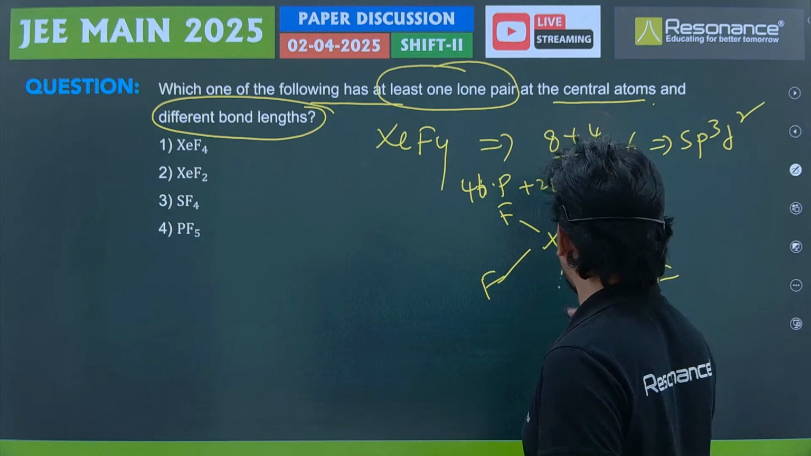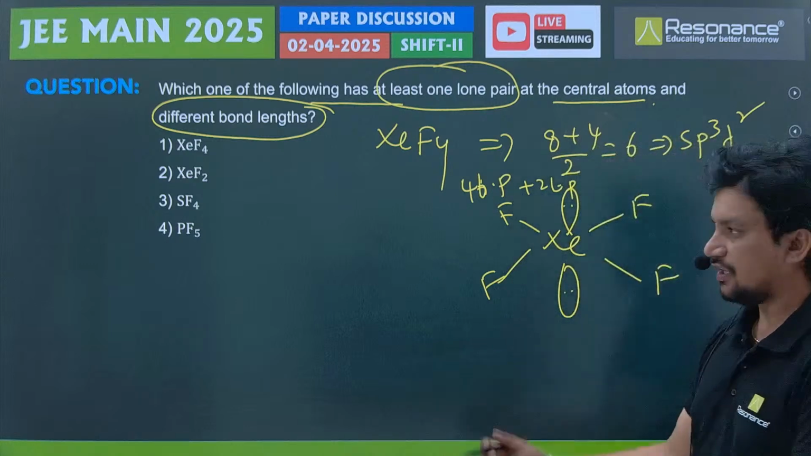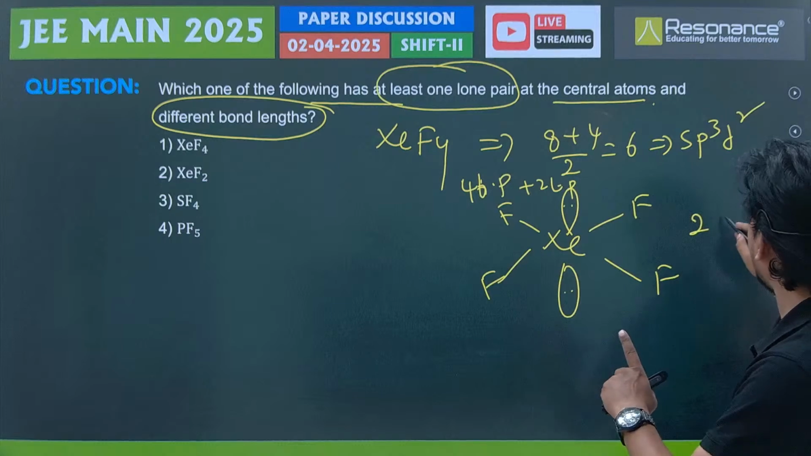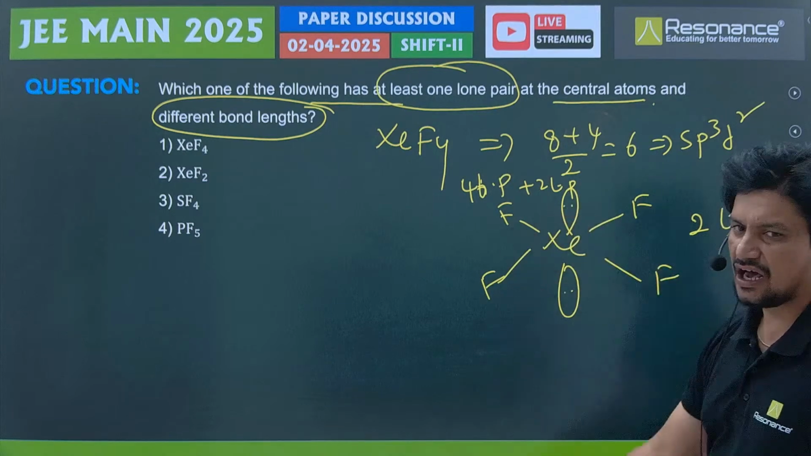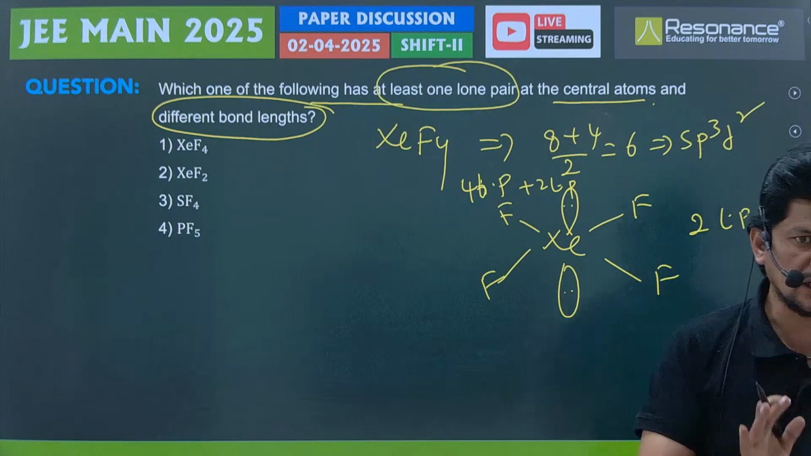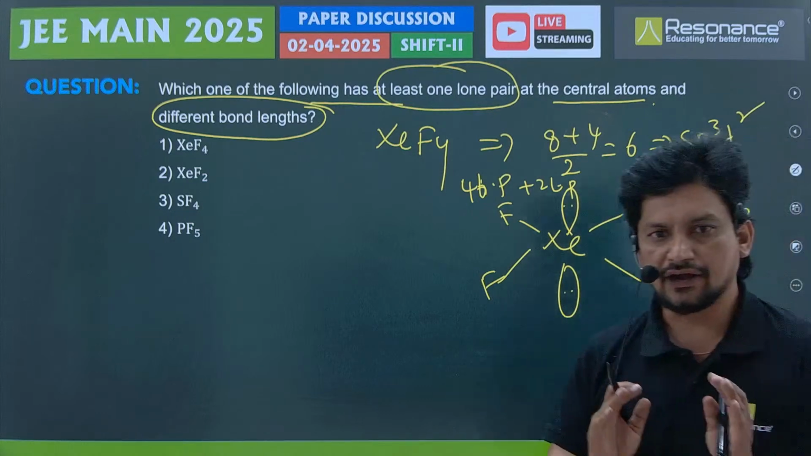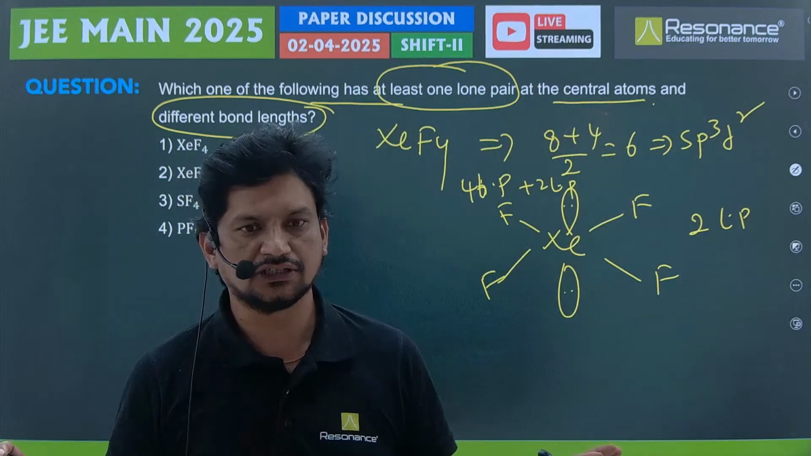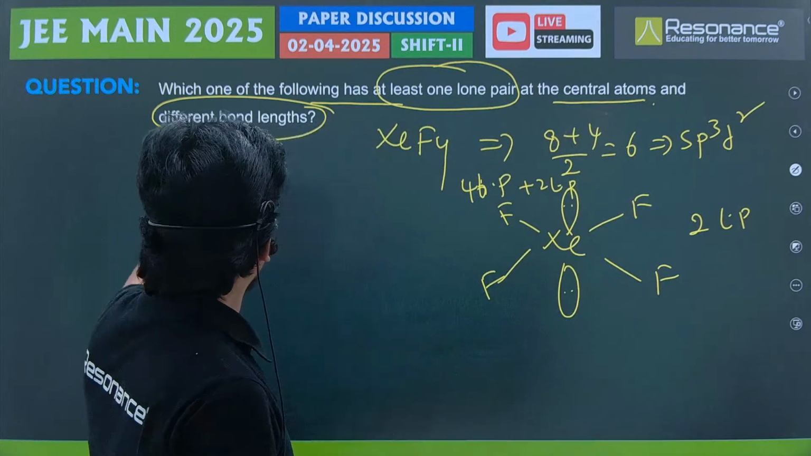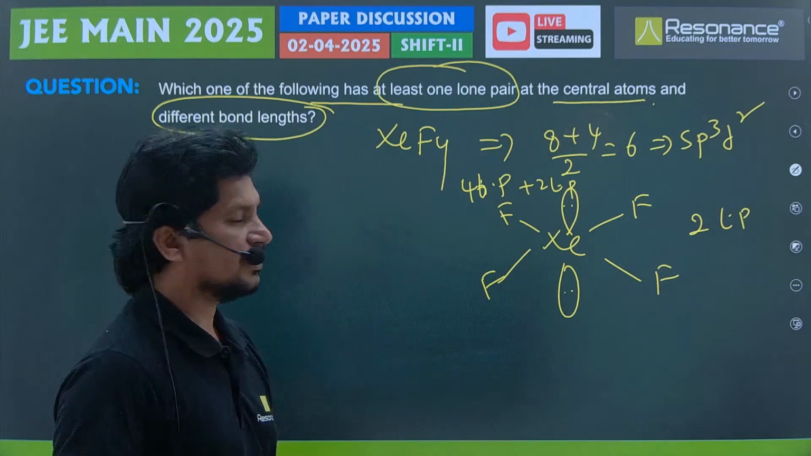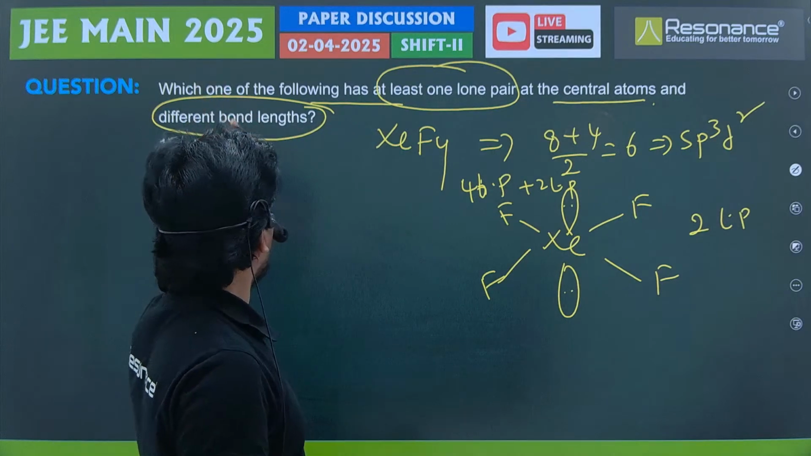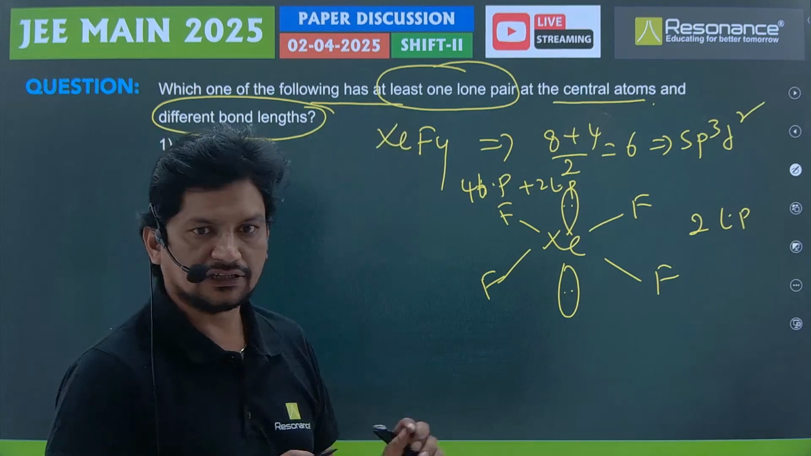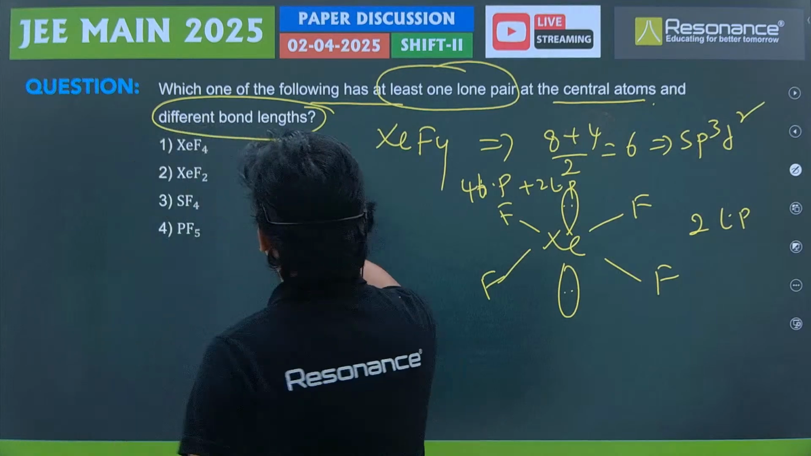Then all the bond lengths are equal. The compound has 2 lone pairs, but all the bond lengths are equal because all the bonded atoms are the same and all the bonds are in the same plane. But what is the condition given in the question? It must have 2 different bond lengths, and at least one lone pair must be present in the given compound. This option is wrong.